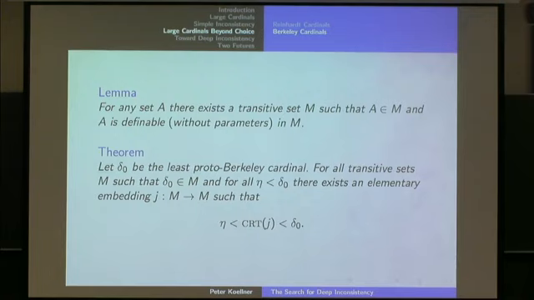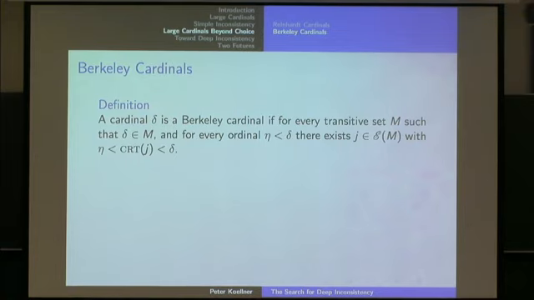Now that's not going to be true of all of the degenerate Berkeley cardinals. It's not going to be true of all the proto ones. So we're just going to isolate that as our defining characteristic. So a cardinal delta is a Berkeley cardinal if for every transitive set M such that delta is in it, for every ordinal eta less than delta, there exists an embedding from M to M with critical point above eta and below delta. So this isolates the genuine Berkeley cardinals from the class of proto-Berkeley cardinals.